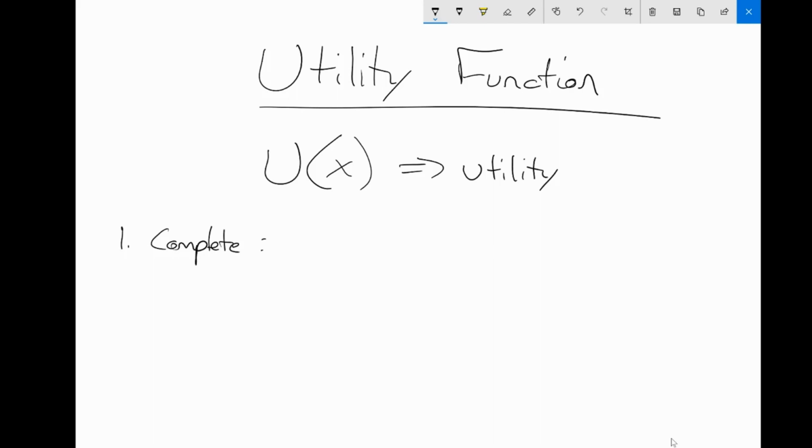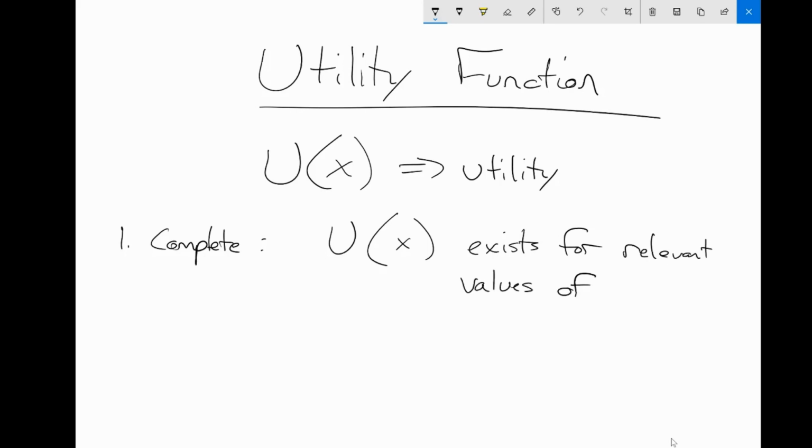All right, what does it mean to be complete? Well, that means that this utility function is defined. That means it exists for all the relevant values of x. So the utility function exists for relevant values of x. All right, it's a function and it exists.